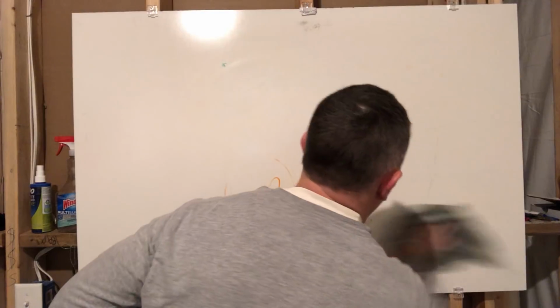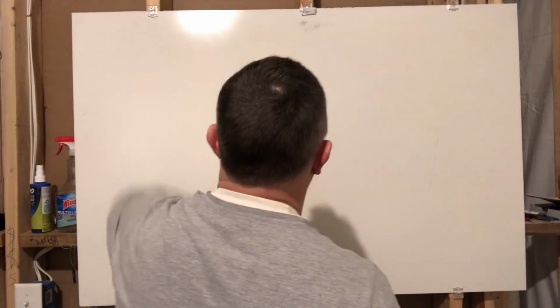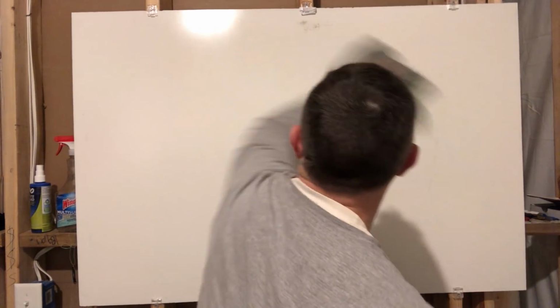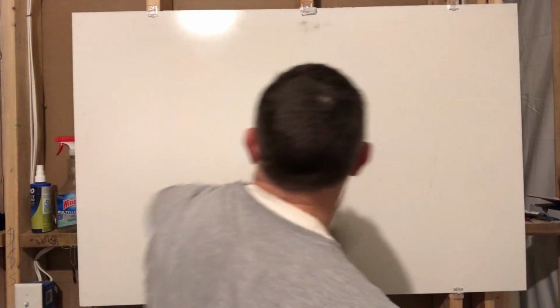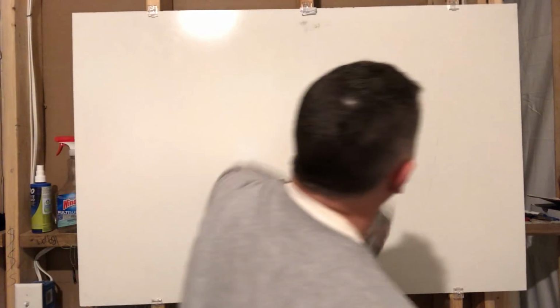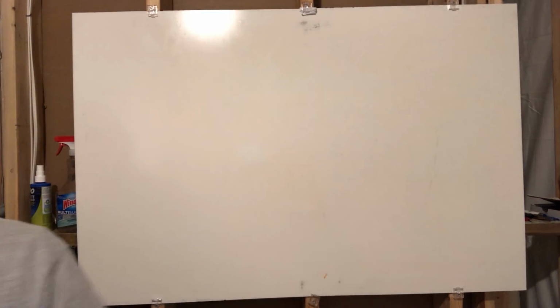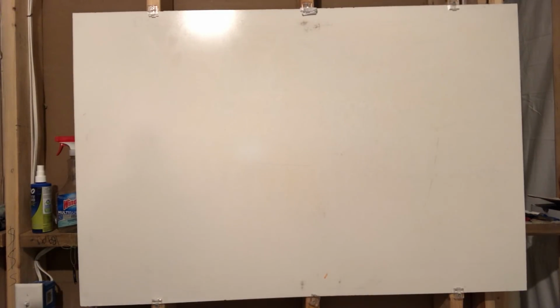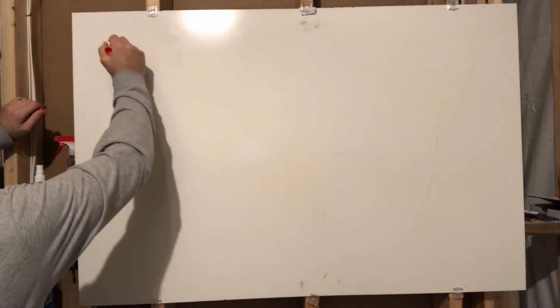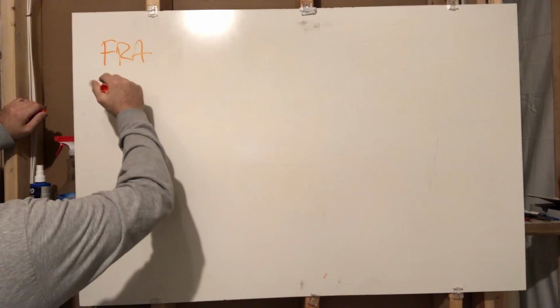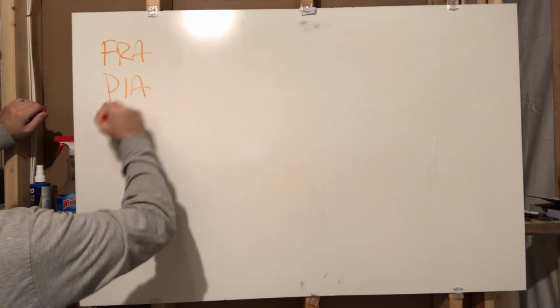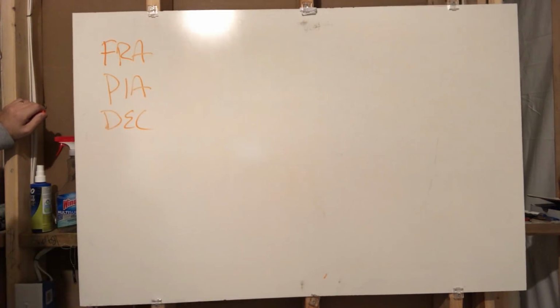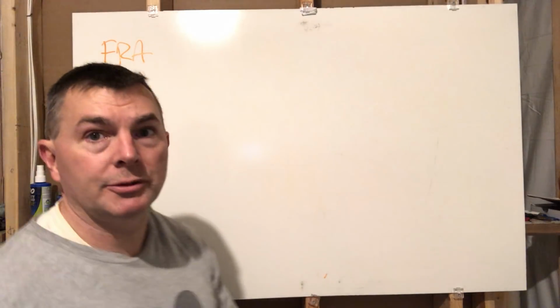And if you don't pass, you will not get a time that you spent here. So we're going to write all this stuff on the top left here. We're going to write FRA, we're going to write PIA, and I just call them DEC. Those are the 3 things you have to know so far.